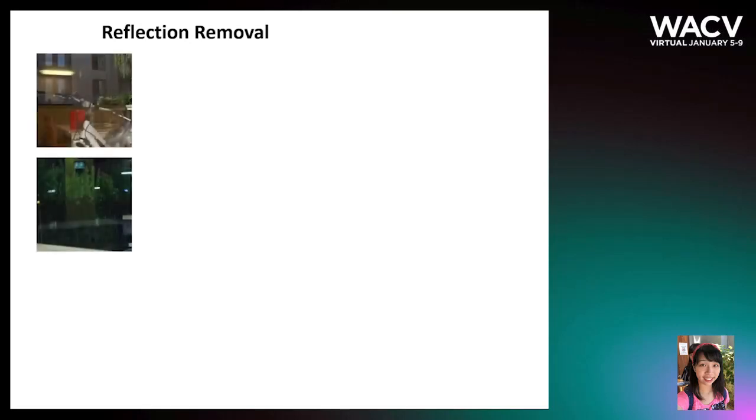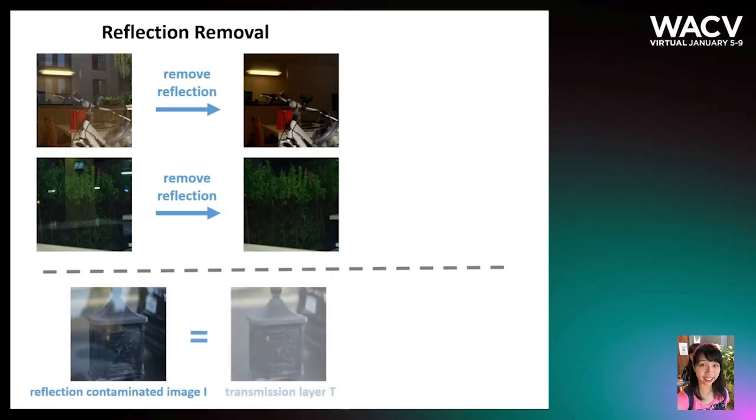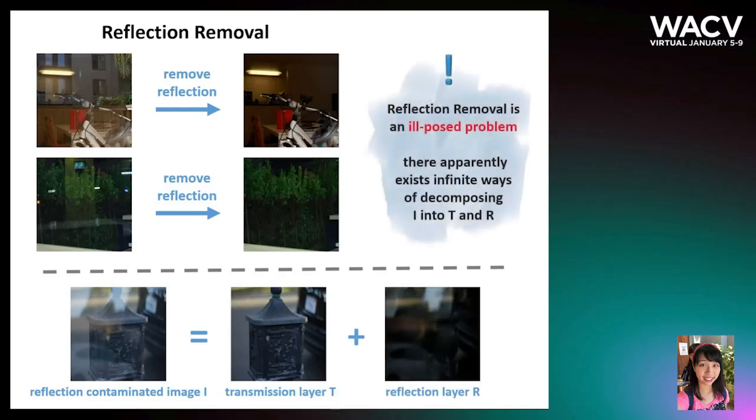Reflection removal aims to remove undesired reflection from an image captured through a glass, where the reflection-contaminated image I is often modeled as a linear combination of the transmission layer T and the reflection layer R. However, this is extremely challenging since single image reflection removal is an ill-posed problem.